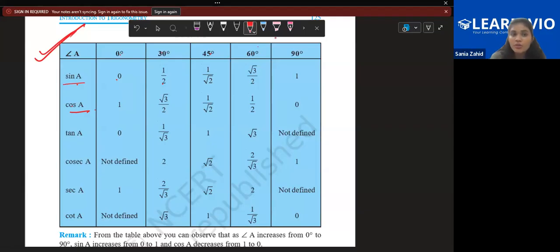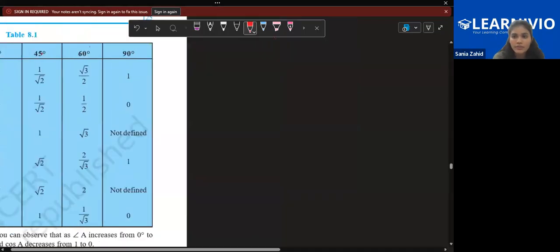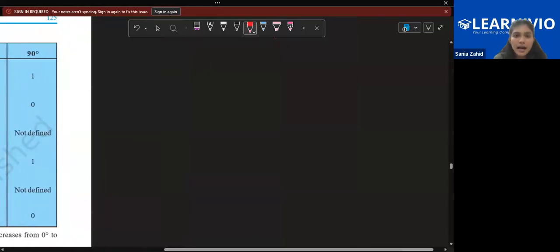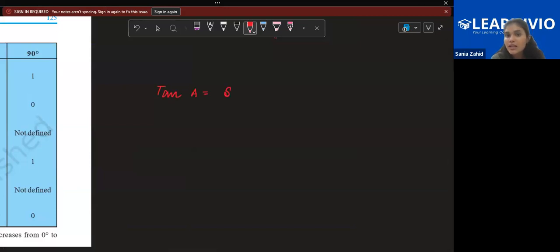Now what was tan A? If you remember, tan A is sin A divided by cos A. Did I teach you this? No, I didn't. Okay. Remember one thing, that tan value is always sin value divided by cos value. Tan A was perpendicular by base, right?